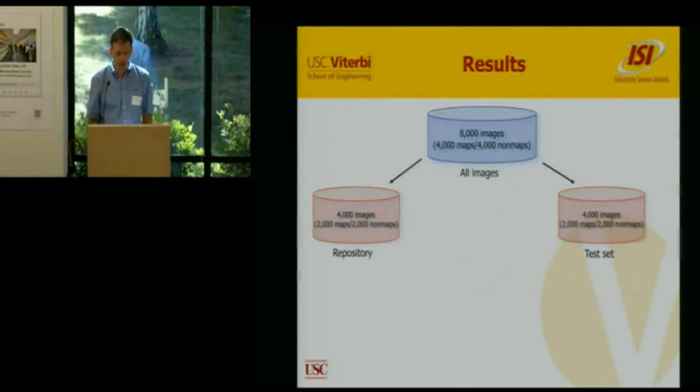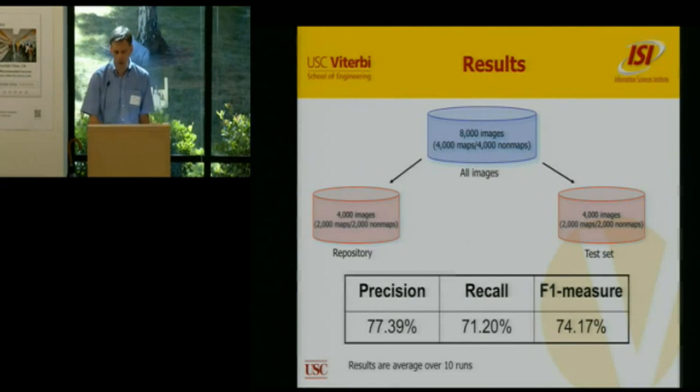We ran this on a test of 8,000 images, with 4,000 images in the repository, 2,000 maps and 2,000 non-maps, and a separate test set. So we trained it on the repository, and then the test set was of similar size. The kind of results we're getting here are precision, which is pretty good, 77%, recall 71%, which gives us an overall F measure of 74%. So it's not perfect, but it allows us to quickly classify those things that are more likely maps, so then we can go on to the later stages of processing.